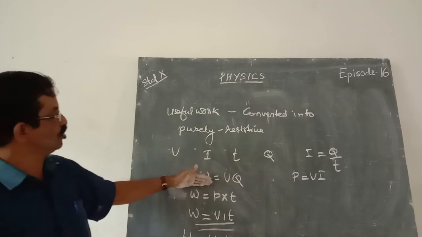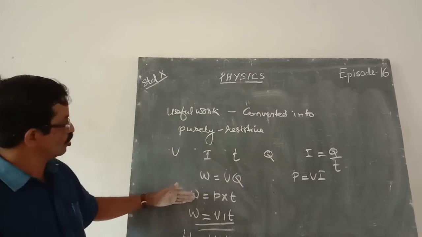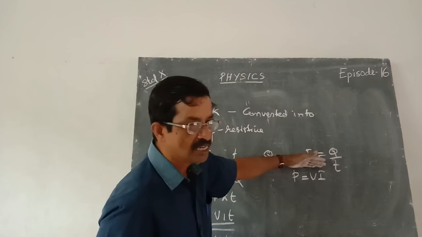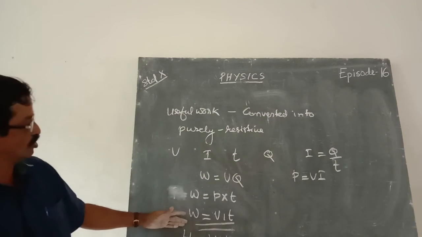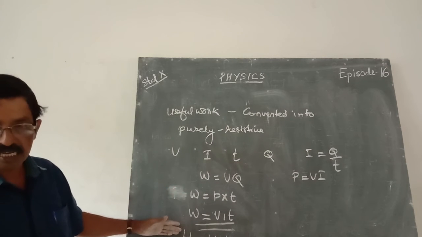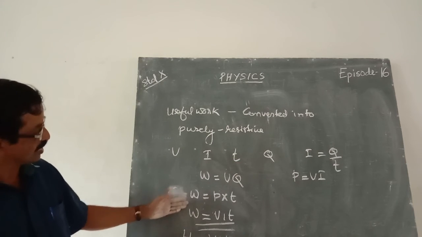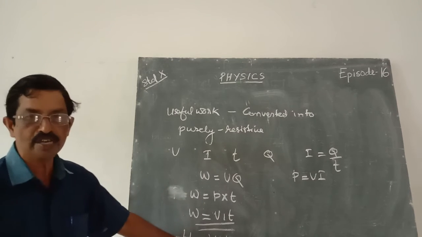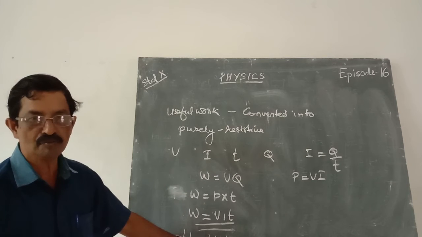Here the work done W is equal to P into T, and also W is equal to VIT, because P is equal to VI. This work is used as heat, so H is equal to VIT.